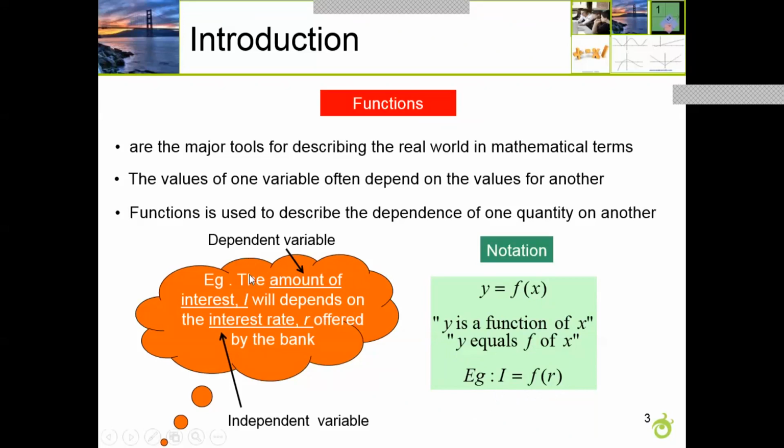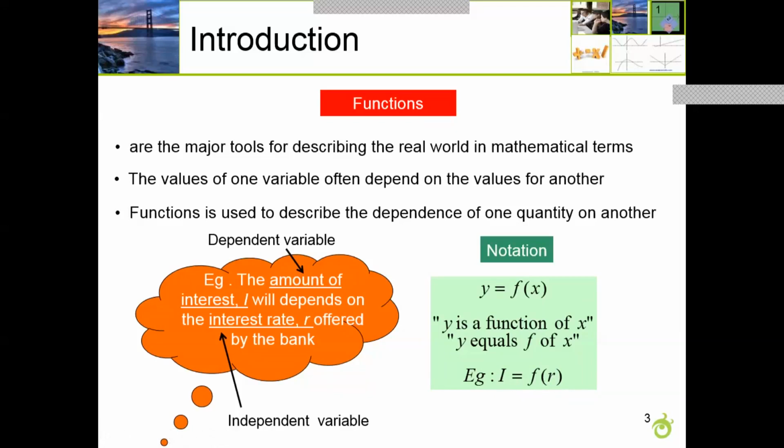For this equation, I equals f of r, I is the amount of interest, and r is the rate. This is the equation for interest rate offered by the bank. So the amount of I depends on the value of r. Maksudnya bila awak masukkan r dalam suatu equation, barulah awak dapat nilai I. So meaning that r is the independent variable and I is the dependent variable.